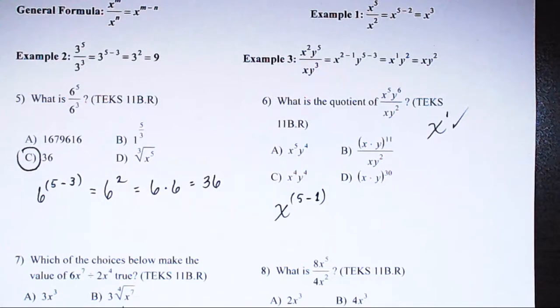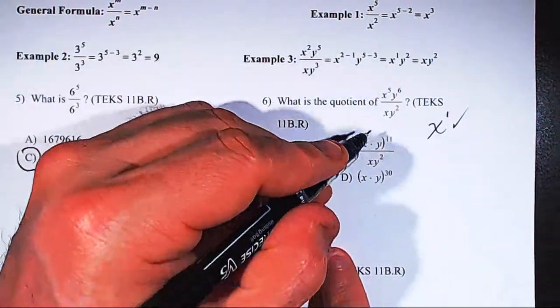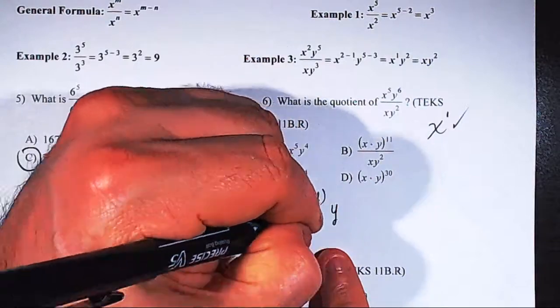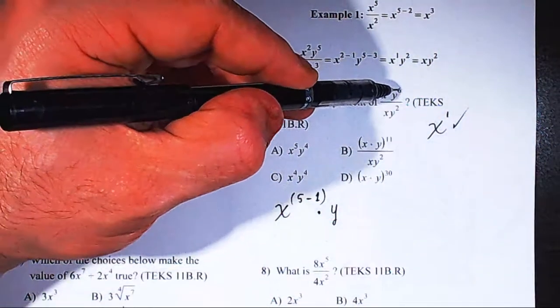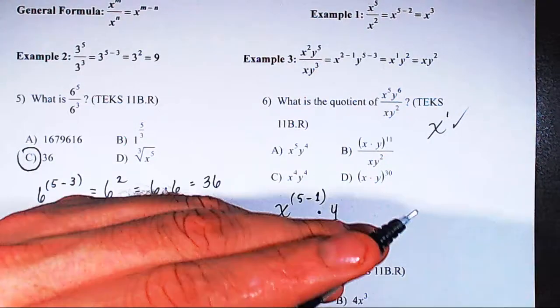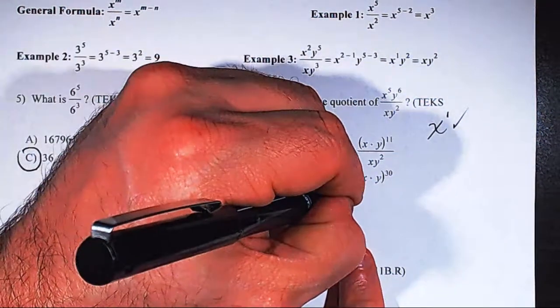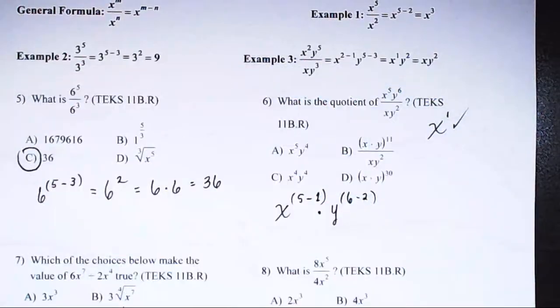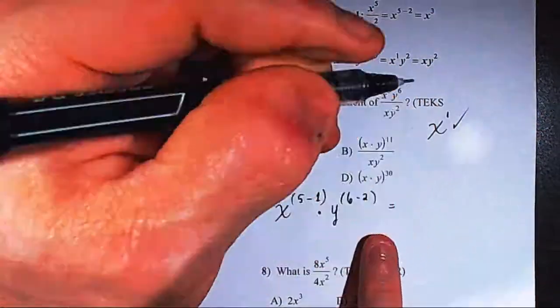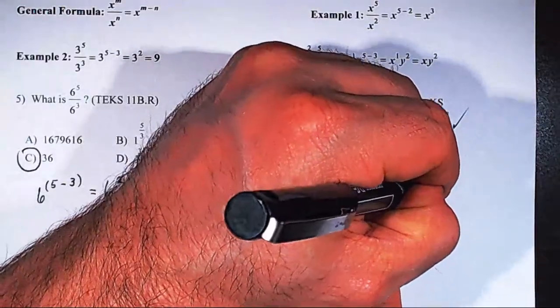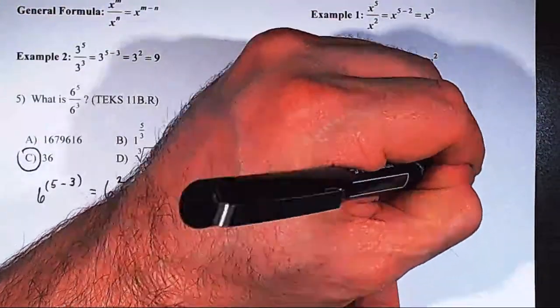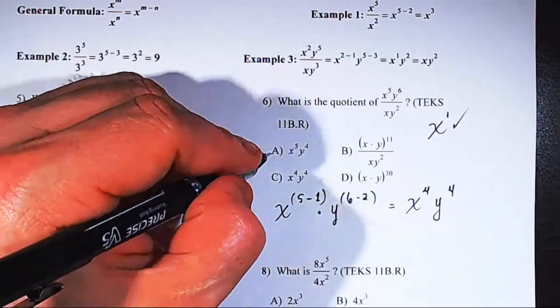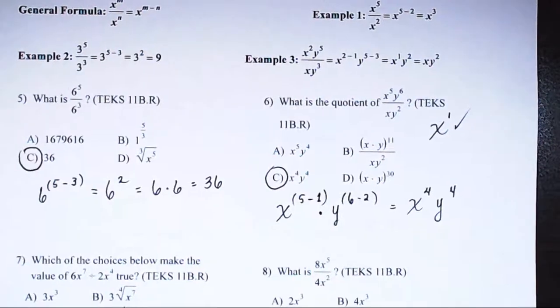All right, then we'll take the y. Okay, so we'll write the base y. These are going to be multiplied, although that's understood. Now it's a little bit more straightforward because we have exponents given in the numerator and denominator. So this would be y raised to the 6 minus 2. If we further simplify this, we have x raised to the 4th power times y raised to the 4th power. And that is answer choice C.